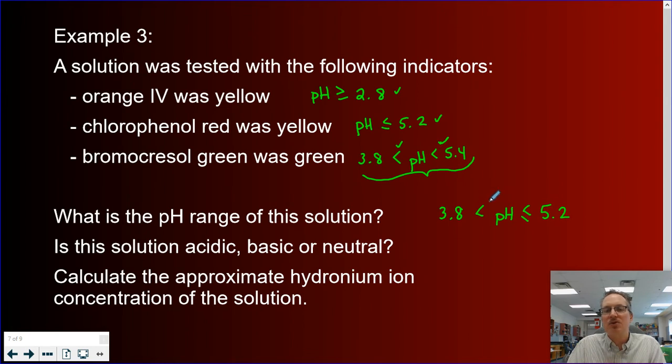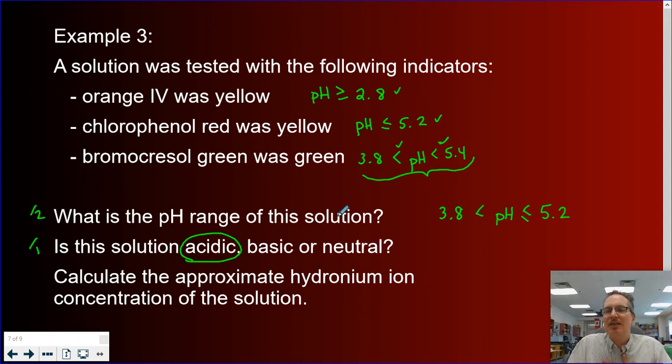Ideally, I would give you 2 marks for this question because you would get 1 mark for telling me it's greater than 3.8, and you get another mark for telling me it's less than or equal to 5.2. My follow-up question is for 1 mark: is this solution acidic, basic, or neutral? Well, the pH is somewhere between 3.8 and 5.2, so of course this solution is acidic because pH is less than 7. And then we have to figure out the approximate hydronium ion concentration. The reason I say approximate is because our pH could be anywhere in between this, but we're going to get significantly different numbers if Mr.